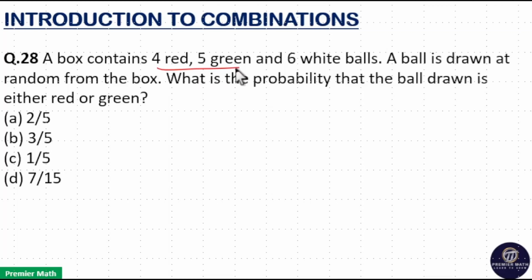A box contains 4 red, 5 green and 6 white balls. A ball is drawn at random from the box. What is the probability that the ball drawn is either red or green? Here, this is OR, so you should add a plus between the events.